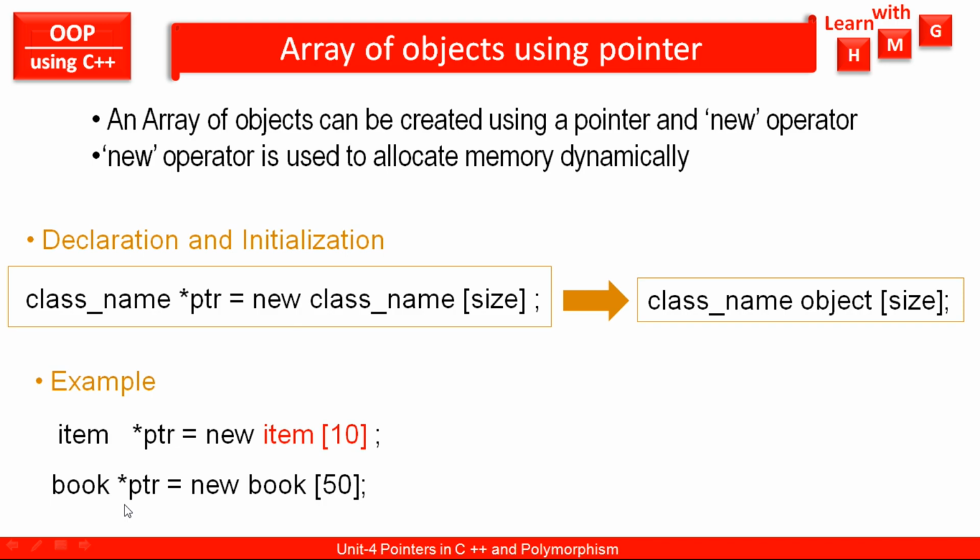So like this, the pointer will be pointing to the array of objects of the type item with 10 elements. Second example, the pointer is pointing to an array of book type of objects, and this array is having 50 elements, that is 50 objects. So this is the array of item, an array of 10 objects, and book is the array of 50 objects. The same thing in the conventional array of objects is done like this: item it of 10, book bk of 50. So here it is the array of objects of 10 size and bk is the array of objects of 50 size, and the same thing is done here on the right side using pointer and new operator.